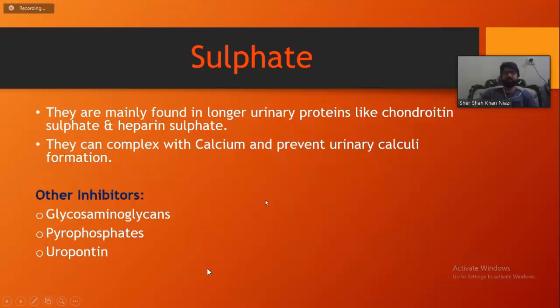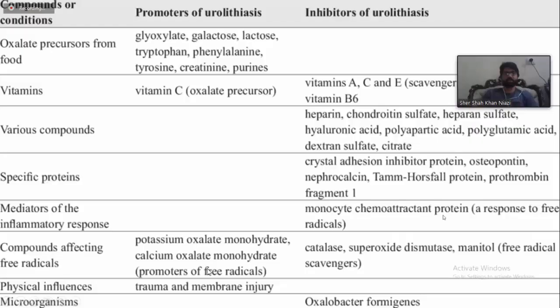Sulfates are mainly found in large urinary proteins like chondroitin sulfate and heparan sulfate, which form complexes with calcium and prevent crystal formation. And then there are other glycosaminoglycans, like glycosaminoglycan lactates, pyrophosphate, and sphingomyelin, the presence of which inside the urine inhibits stone formation.